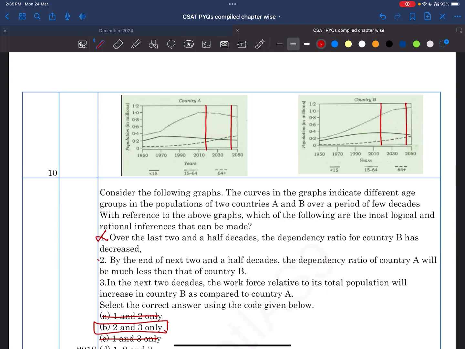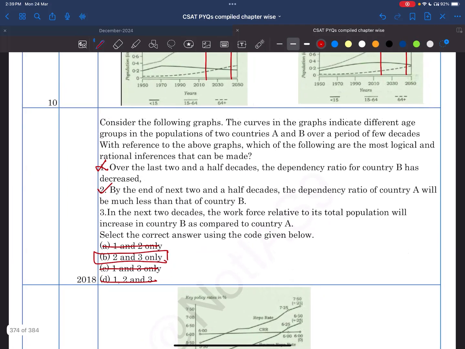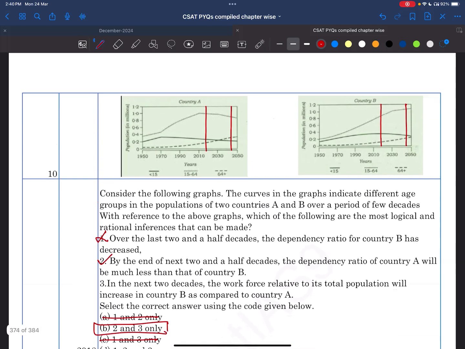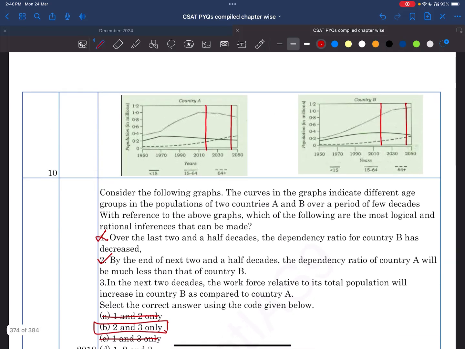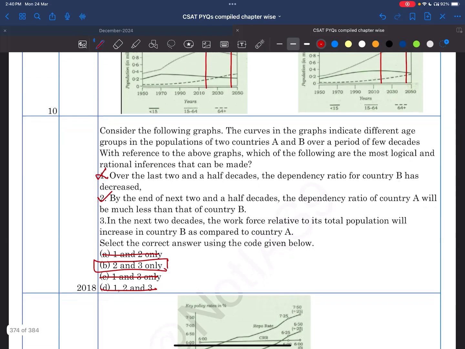So B is correct. Now, in the next 2.5 decades, the workforce related to its total population will increase in country B as compared to country A. See here. In country B, this is the workforce population rate. See here, this is decreasing. See here, this is increasing. It is more in country B than country A. Yes, this is also right. Okay. Let's go to the next question.